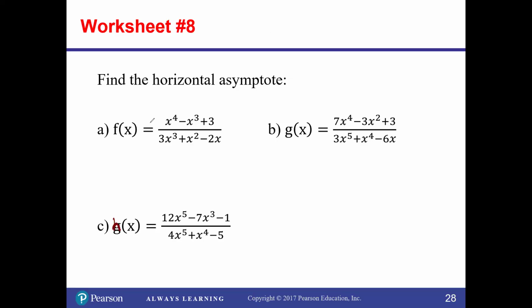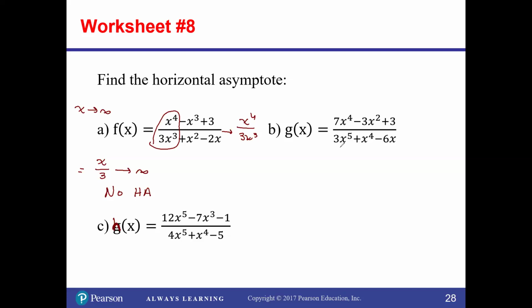For the first one, we see that the degree on top is bigger than the bottom. So if we're looking at x going towards infinity, this starts behaving like x to the 4th over 3x squared, which is the same as x over 3. Which means that as x is getting bigger, this is getting bigger too. We have no horizontal asymptote.